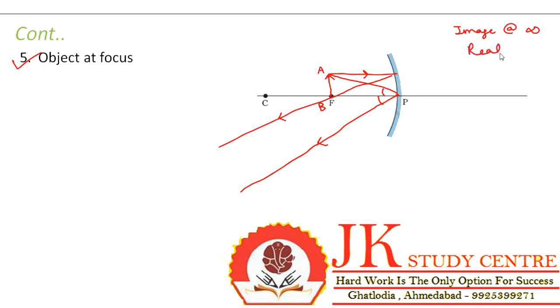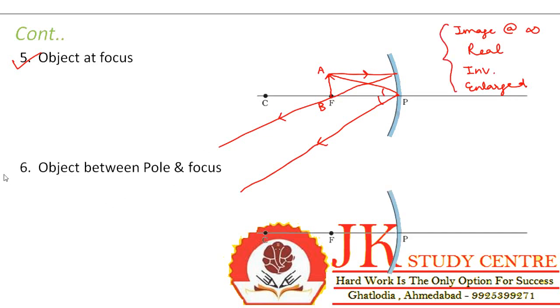And what kind of image will be formed? Real image, because no matter how far, the rays will actually meet. So you will get a real image, and the image will also be inverted because it will meet somewhere below the principal axis. And what would be the size? The size would be enlarged. That's because the farther away it meets, the greater becomes the size of the image, right? So it will be enlarged.